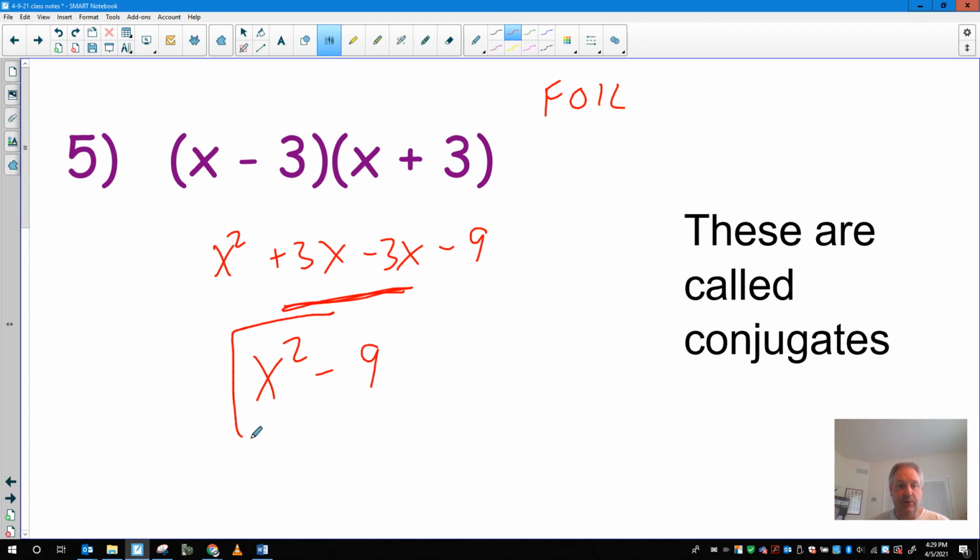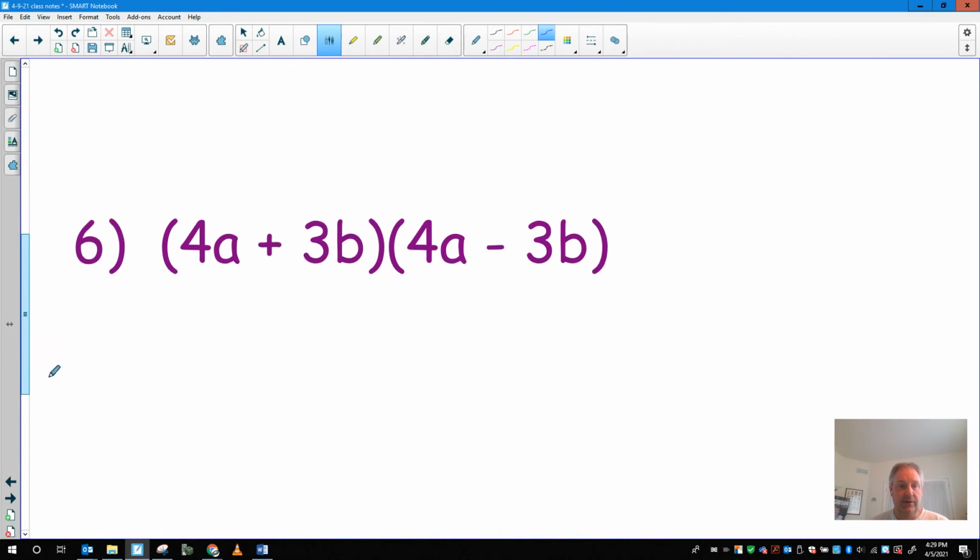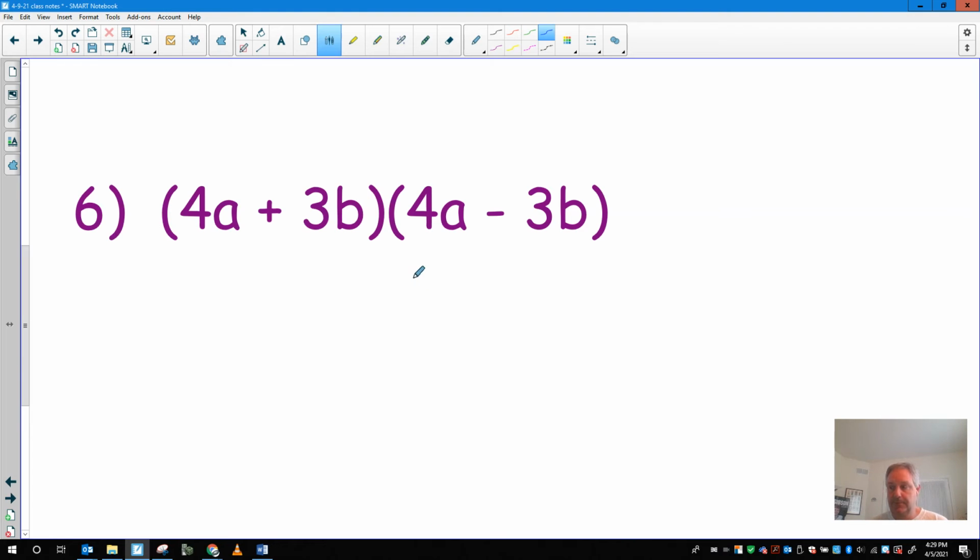So in the last chapter, we learned that all I have to do if I recognize them as conjugates is the F and the L. Conjugates, again, are identical, except I have one that's subtraction and one that's addition. It doesn't matter the order. So go ahead and multiply those.